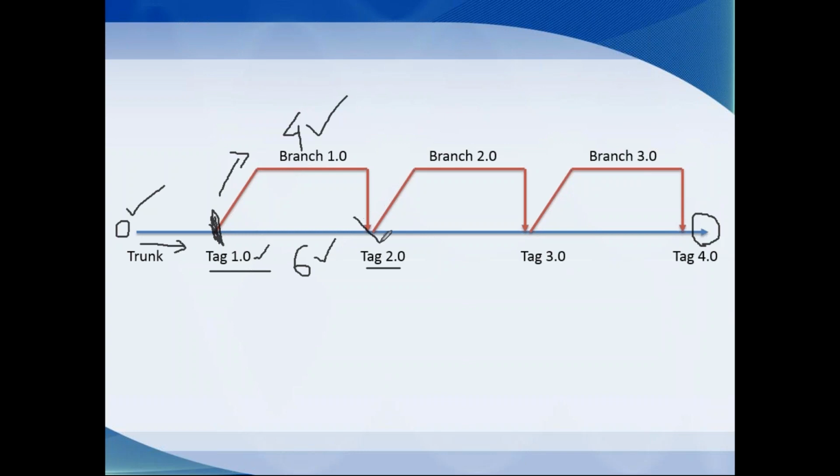So at tag 2.0, these 6 people will have finished their work and these 4 people will have finished fixing the problems in the branch. At that time they'll merge it to trunk again and create one tag.